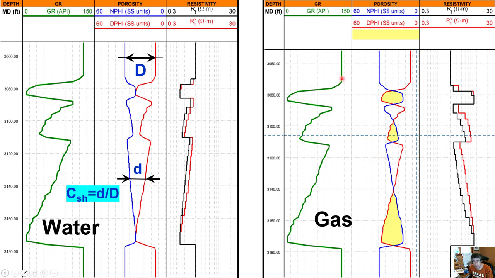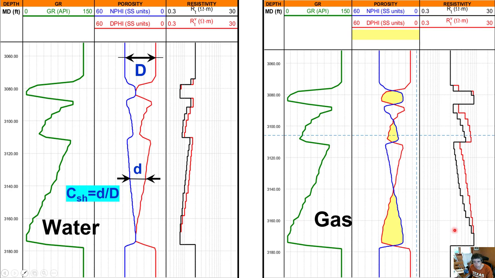For instance, in the case of gas saturated sandstones, we can see that in the clean sandstones, their electrical resistivities now are above the shale baseline, which is consistent with the presence of hydrocarbons that we have seen before.